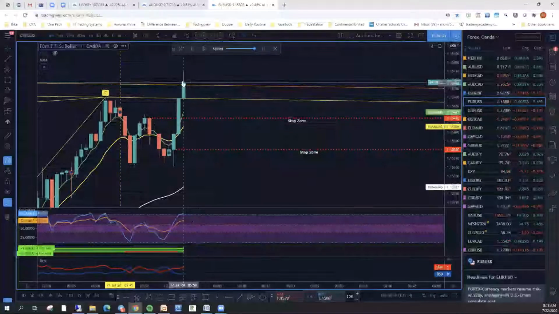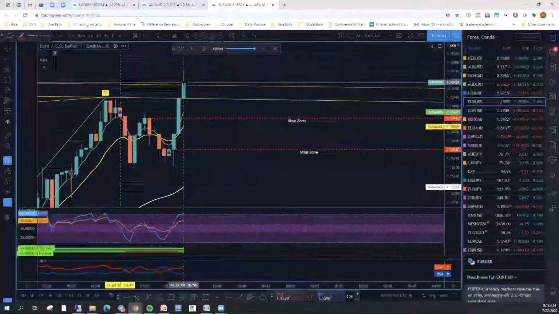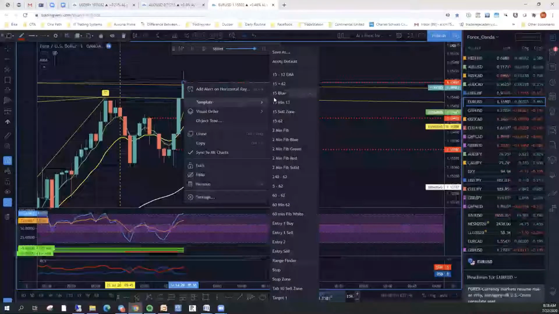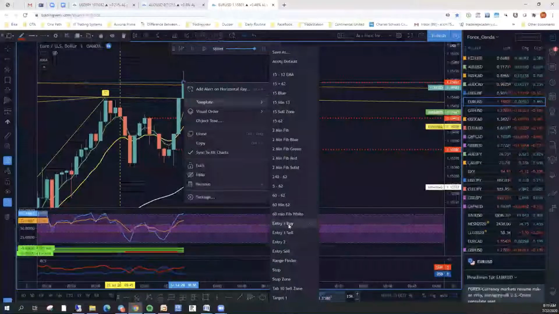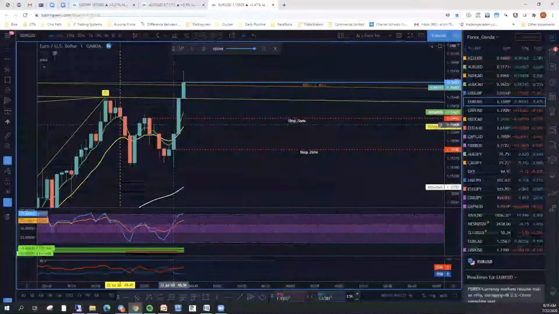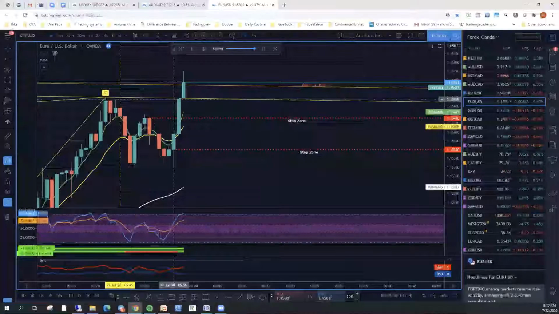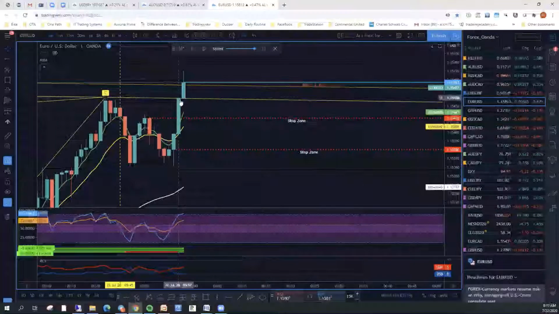Which is pretty much at the close of this candle. Enter to buy. So you have your stops in place. You know where your stop is, and this is the one that broke and came up. This would have been a little bit aggressive.